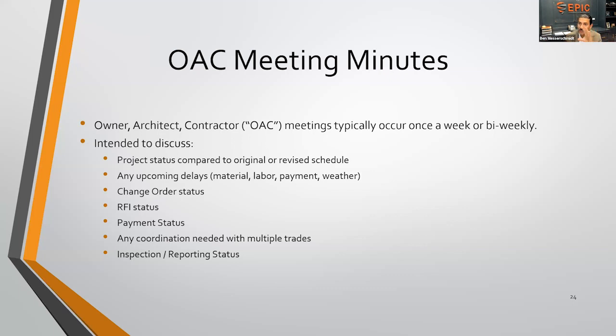This may also go hand in hand with any monthly town halls that you may have, but that would usually be done by your association and your owner's rep or your engineer if you want to go ahead and present it in that fashion. But as far as a typical construction project, this is what you'd be dealing with. It would be the project status compared to the original or revised schedule, any upcoming delays that they're aware of, any hurricane on the forecast, material shortage, labor shortage, payment issues. We'll talk about change order status, RFI status, overall payment status. It's just the formalized meeting of that.